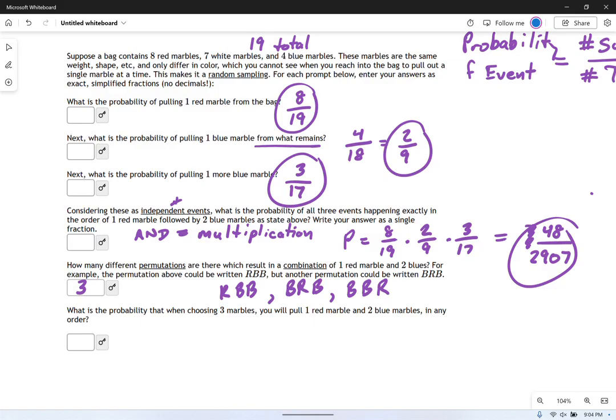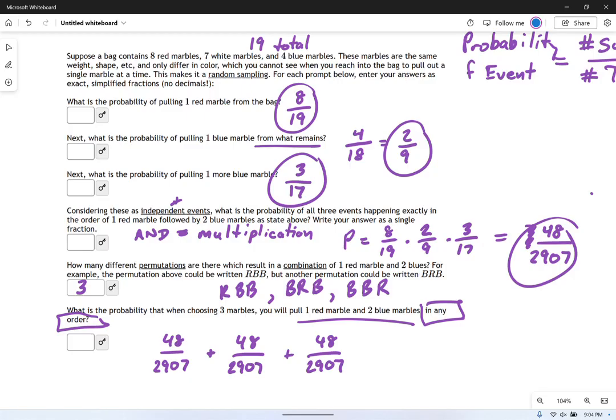So what's the probability of pulling 1 red marble and 2 blue marbles in any order? This is key. This phrase right here, in any order. What we're going to do is then add up these 3 probabilities. We're going to say 48 over 2907. That's the first one. Plus 48 over 2907. That's the probability of blue, red, blue. And then plus the probability 48 over 2907. That's the third way you could have done this. You add all of those up, and that is what goes right here. That's the probability of 1 red and 2 blues when you don't care about the order, and any one of these 3 was acceptable.